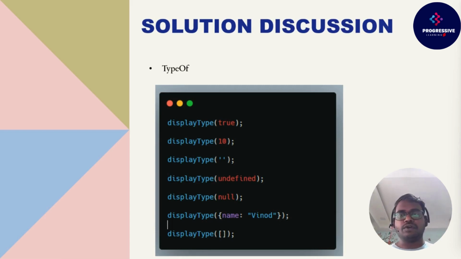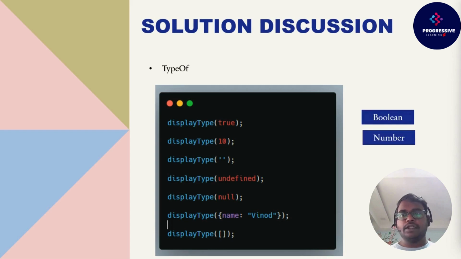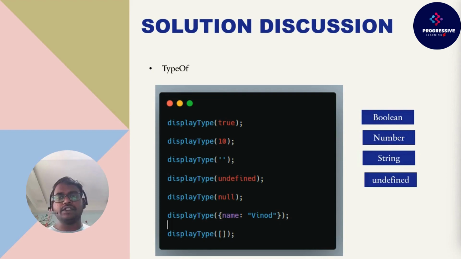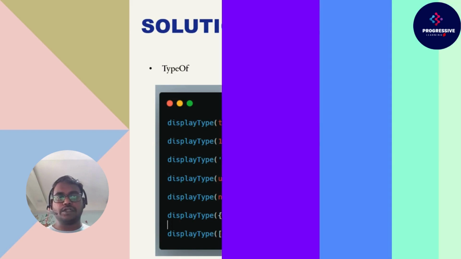Display type of true: true is nothing but a Boolean type. 10 is a number type. Empty string is a string type. Undefined itself is undefined. So till now it's fine, but the tricky things come below. Display type of null is object. Display type of an object is also object. Display type of an empty array is also object.